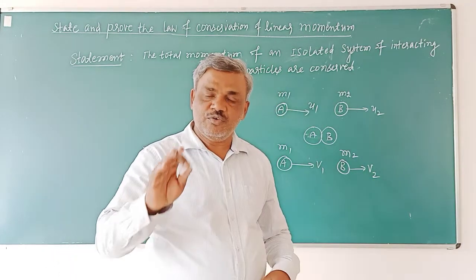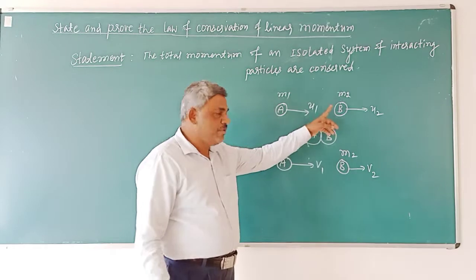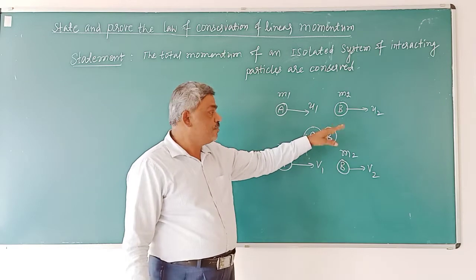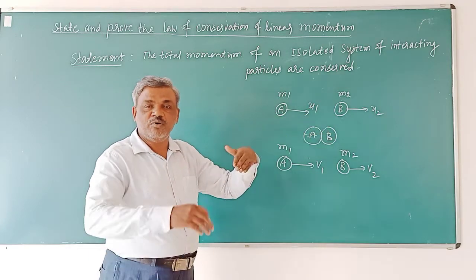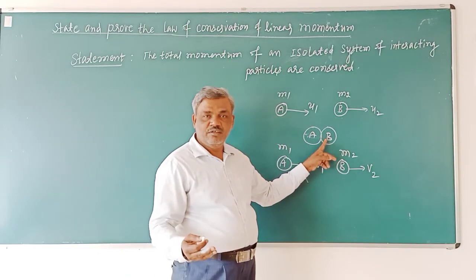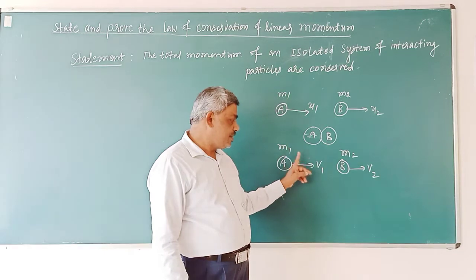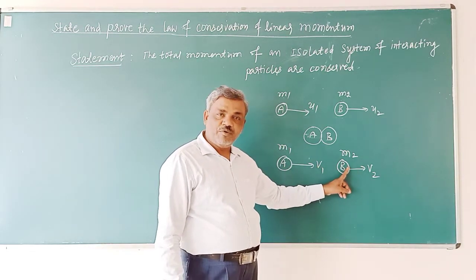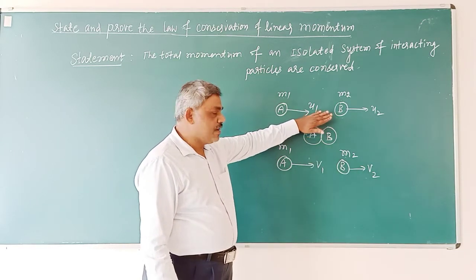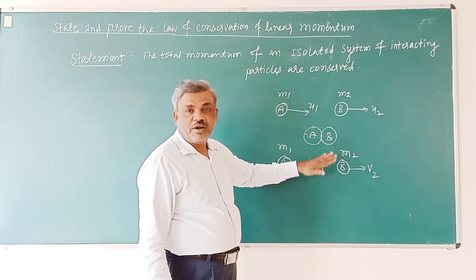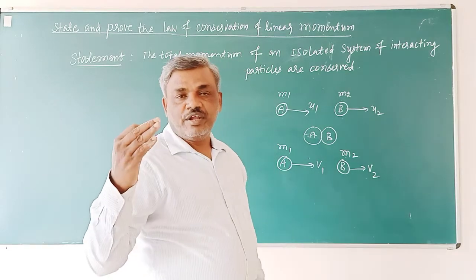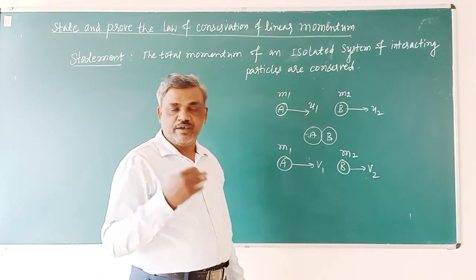Now students, observe the two diagrams. Two bodies A and B of mass m1 and m2 move with velocities u1 and u2 before interaction, before collision. After the two bodies interact or collide, their final velocities are v1 for the first body and v2 for the second body of mass m2. The sum of the momentum before collision equals the sum after collision.